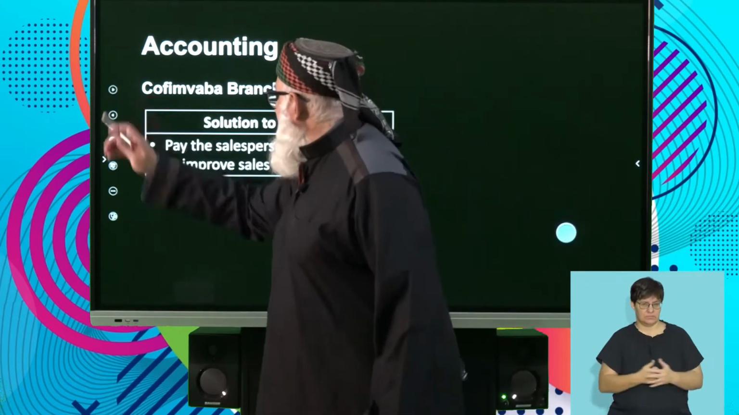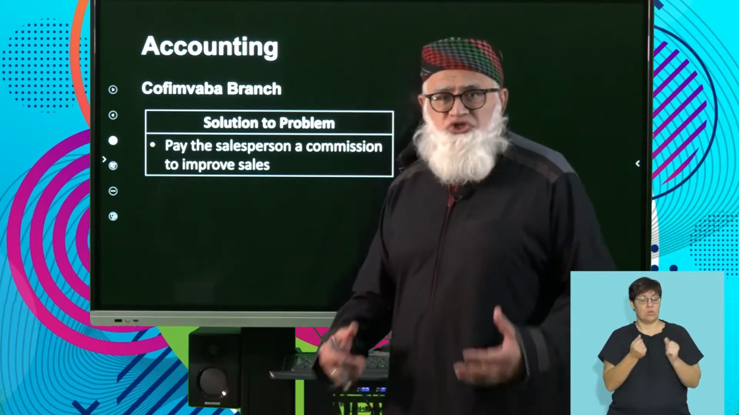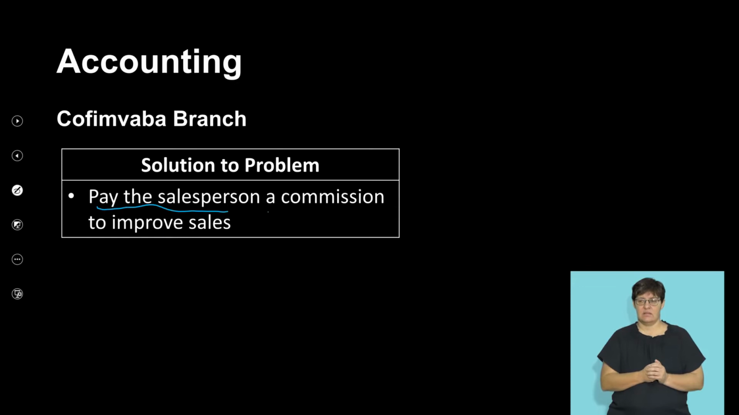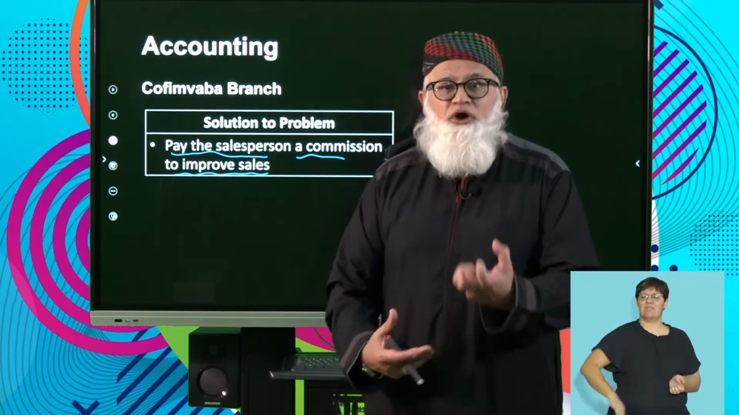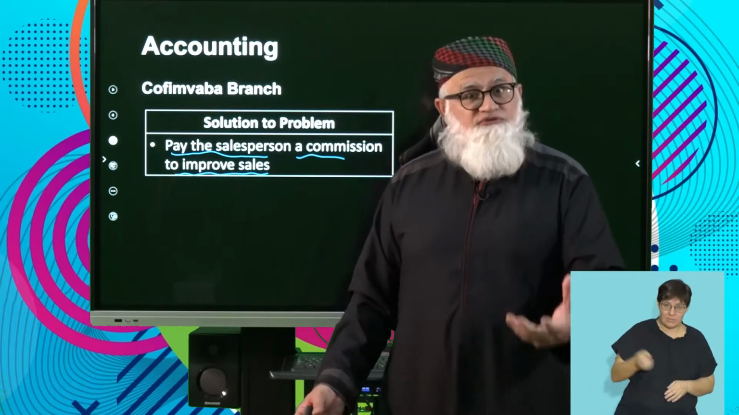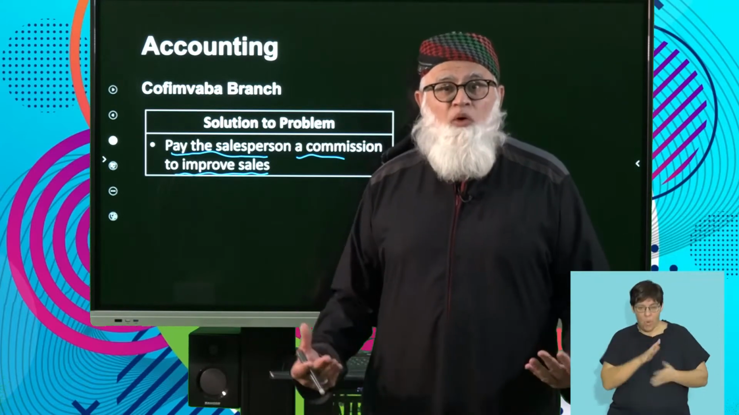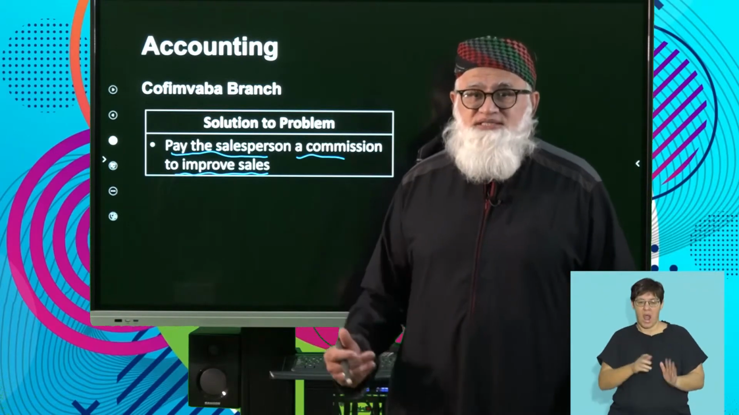Right, then what's the solution to the problem? How do we solve the problem? Very simple. We pay the salesperson a commission to improve sales. In other words, you don't give a fixed salary because to motivate the person, you have to base their salary or link it to your sales. So if the sales increases, the person would obviously earn more, and that would be an encouraging factor to improve our sales.